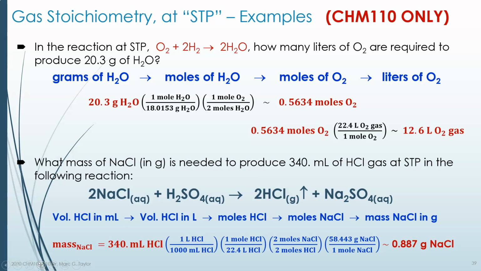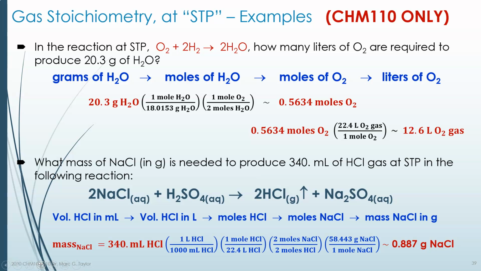by a conversion factor. The first conversion factor allows us to convert 340 mils of HCl to liters of HCl. You notice the mils is on the bottom, the liters is on the top. The second conversion factor, 1 mole over 22.4 liters, is our STP conversion, which we can only use at STP. And that allows us to convert our liters of HCl. And you can always tell what you're on by just looking at the numerator of each conversion factor. That's what you converted it to. So after the first conversion factor, we've turned it into liters of HCl. After the second one, we've turned it into moles of HCl.